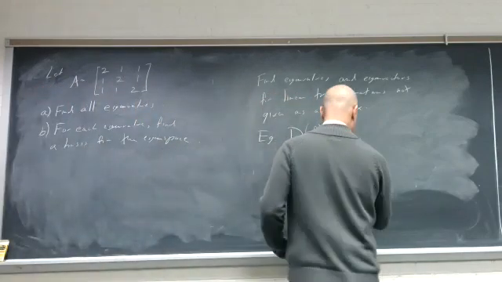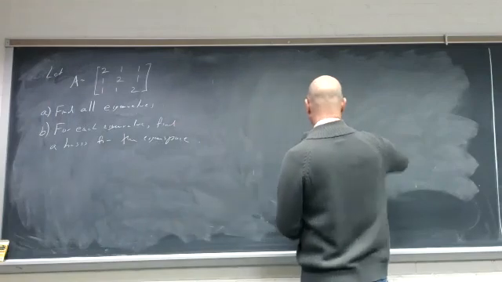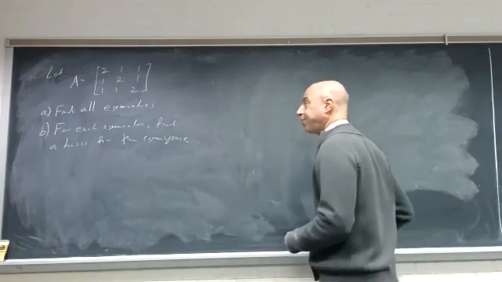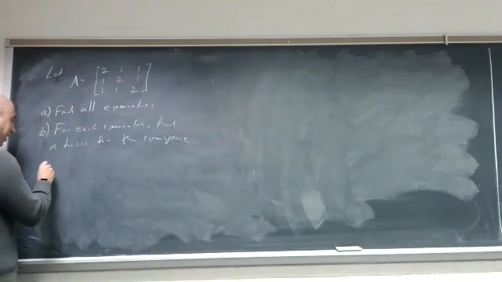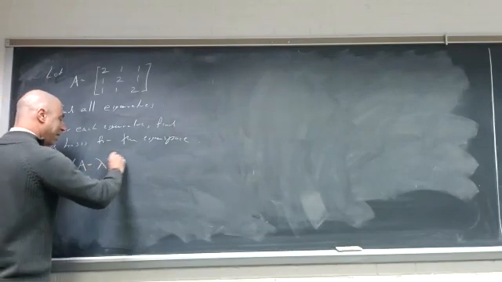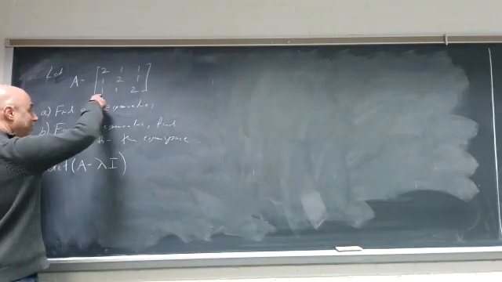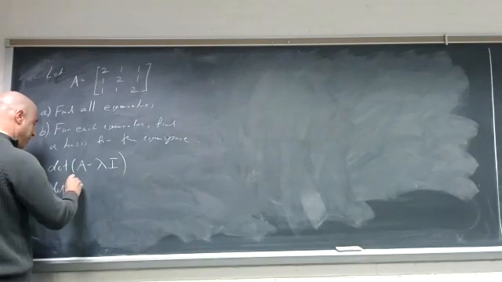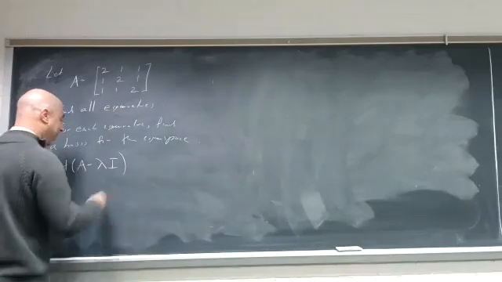Okay, so let's start with the eigenvalues. We're going to have to get the characteristic polynomial fired up. So we will take the determinant of A minus lambda times the identity. So that's just going to be the same matrix A. We'll take the determinant of the same matrix A with a minus lambda on each diagonal entry.